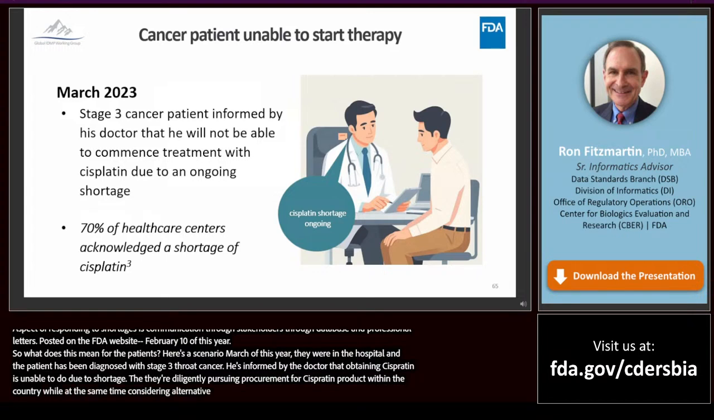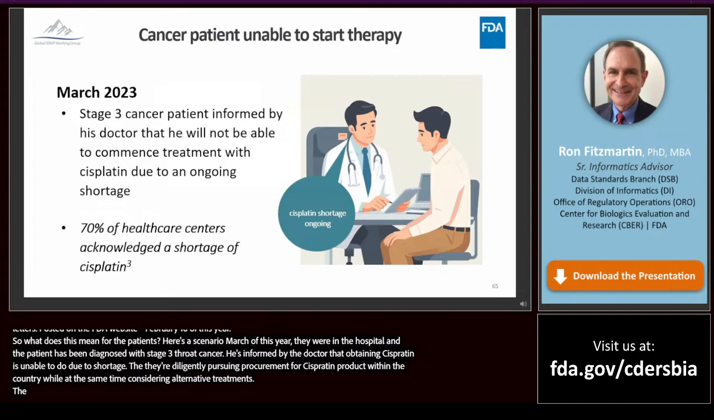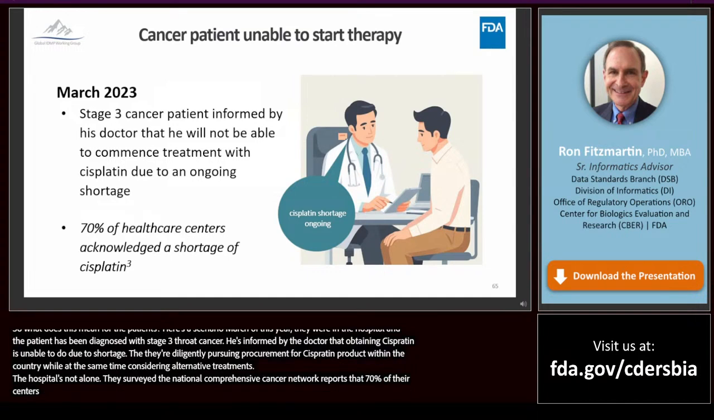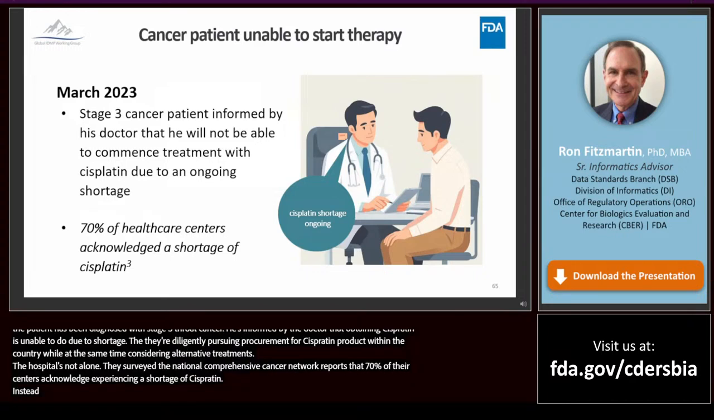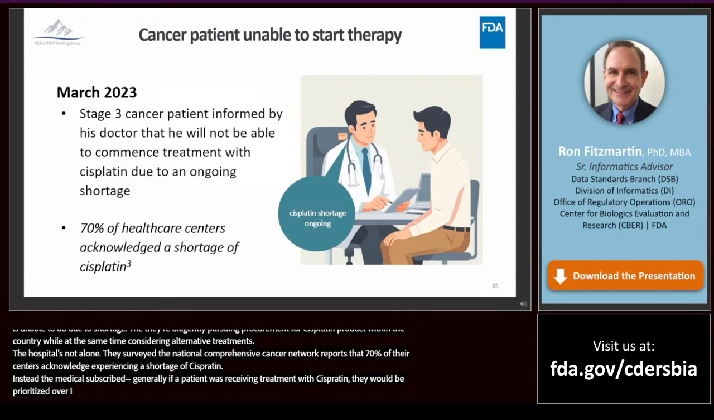The hospital is not alone. A survey of the National Comprehensive Cancer Network reports that 70% of their centers acknowledge experiencing a shortage of cisplatin. Instead, his medical team prescribes carboplatin, a platinum-based alternative for his condition. Generally, if a patient was receiving treatment with cisplatin prior to a shortage, they would be prioritized over a new patient in order to continue to receive cisplatin therapy.